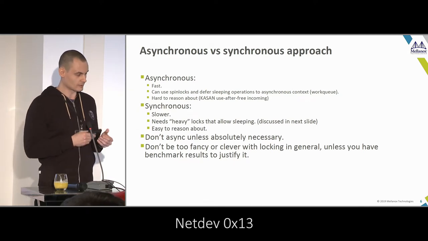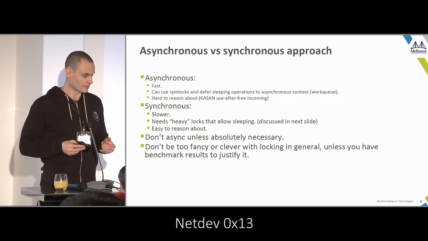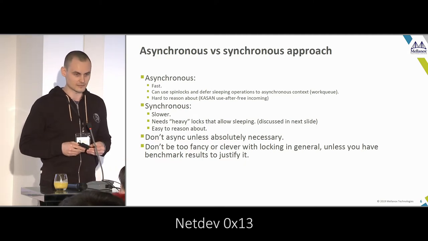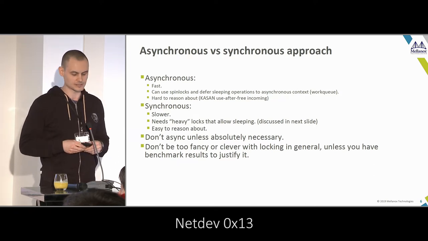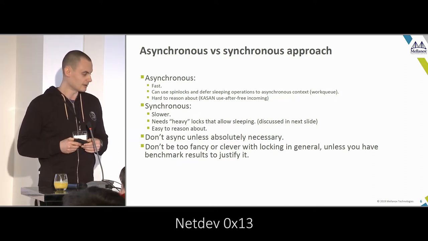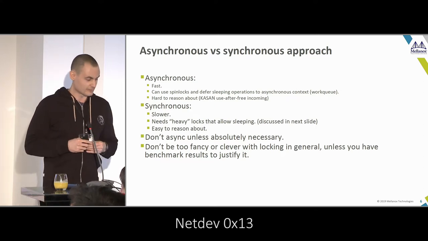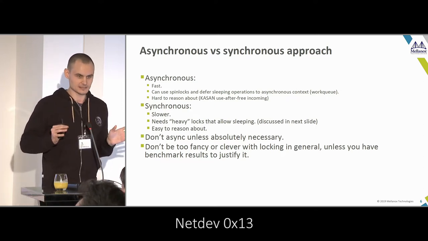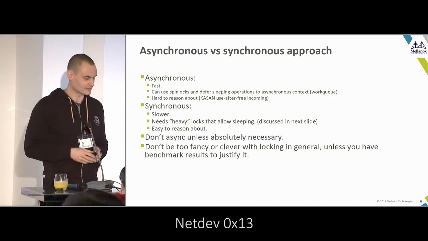So first of all, it's something very specific. Since I'm doing locking, for me it's always a question of design whether to use something lightweight, like a spin lock, and defer everything to asynchronous contexts, or use heavy locking, like a mutex. We all know that asynchronous is fast. You can just do something very minimal and make work do the work for you.